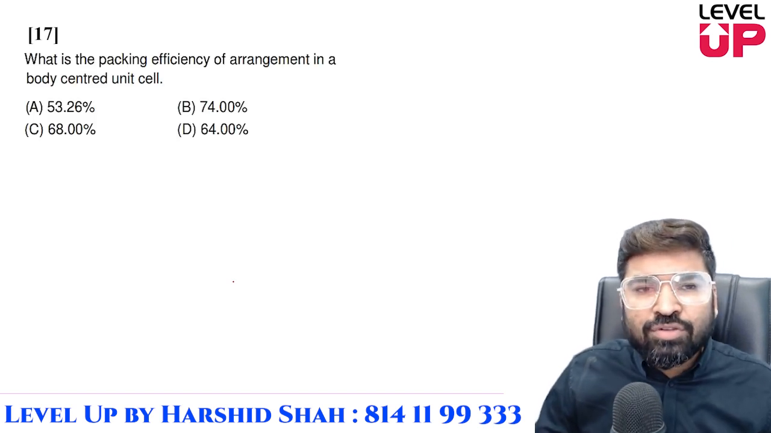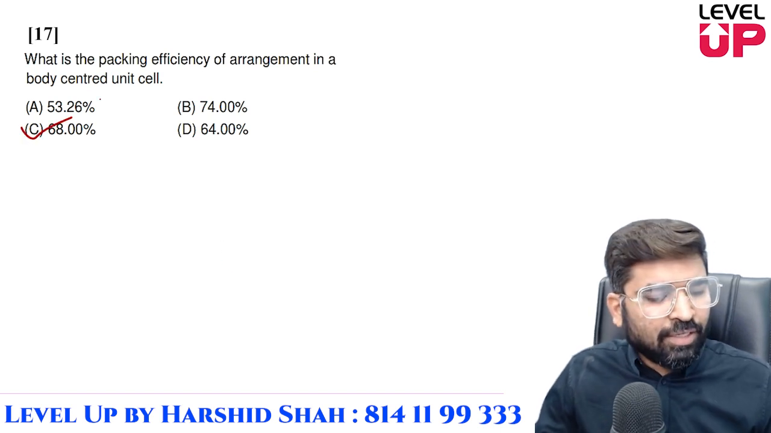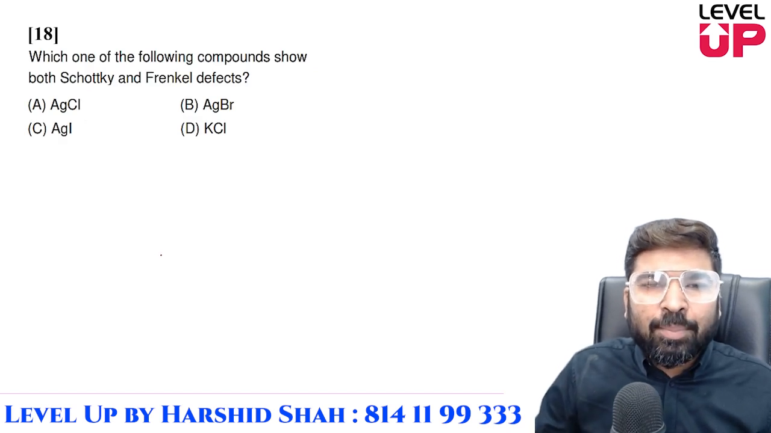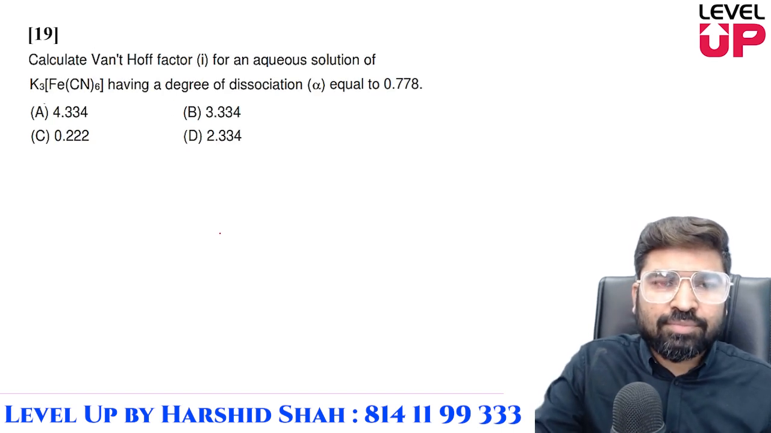What is the packing efficiency in body centered cubic? 68%, which is more than 52%. That is easy. Which of the following compounds show both Schottky and Frenkel defects? Schottky and Frenkel both are in which? In AgBr, silver bromide.